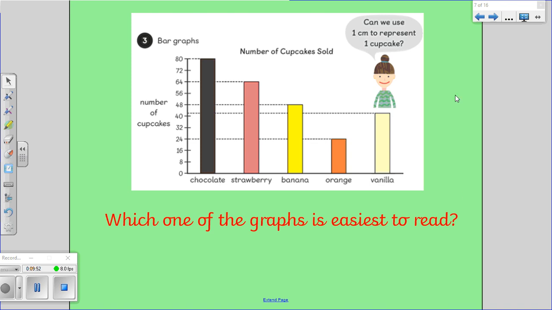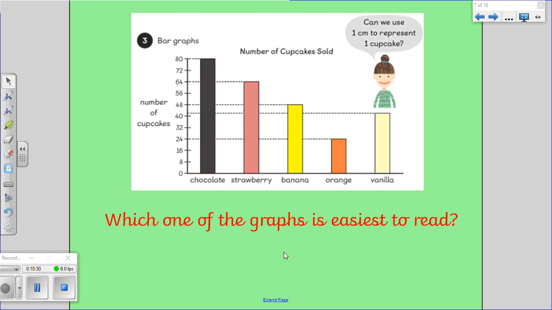Okay, some of you may have thought that the bar graph is easier to read because we get a more accurate result at the side, because we can see at the side the number of cupcakes again, and we can clearly measure our bar to the number, and we can see here that's 80, 64, 48, 24 and 42. So it's easier to read how many cupcakes.